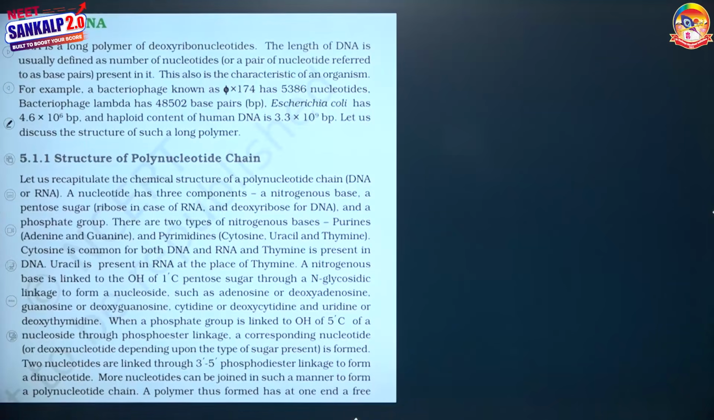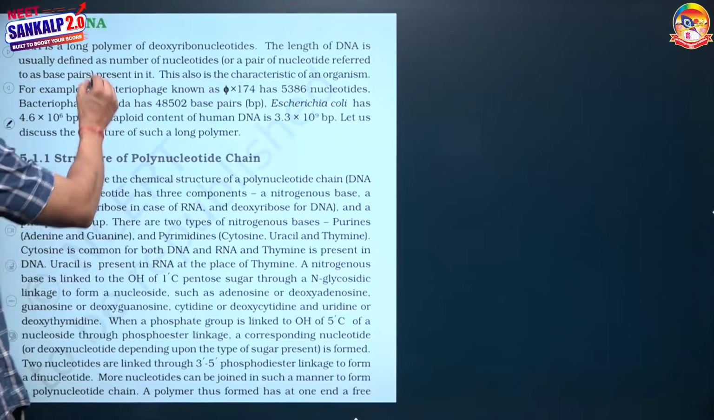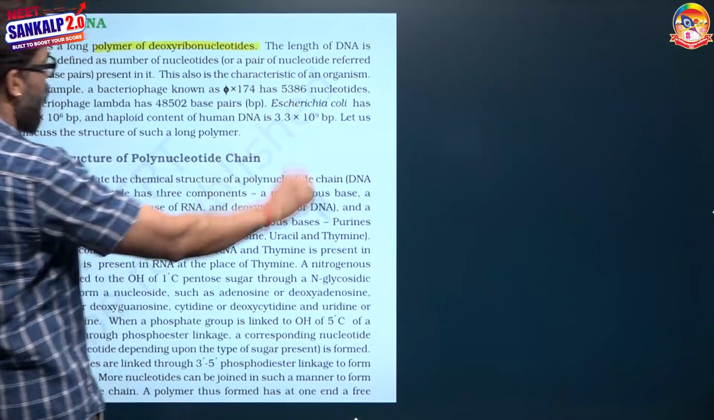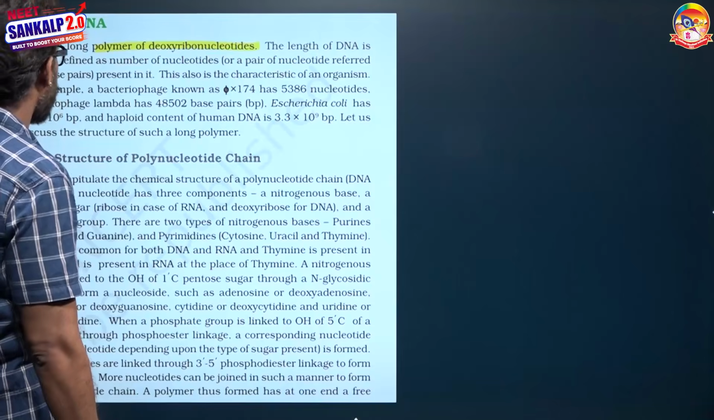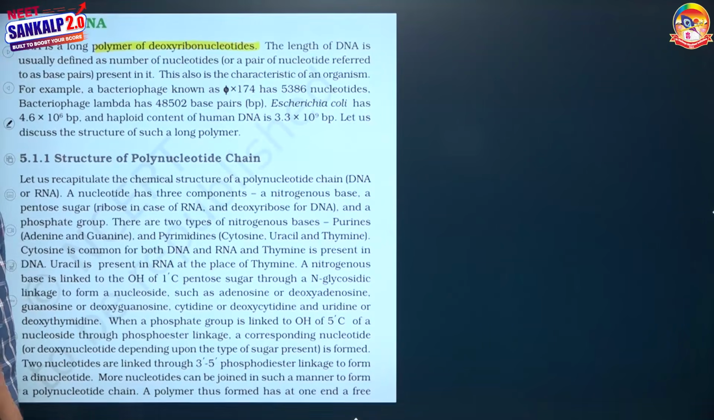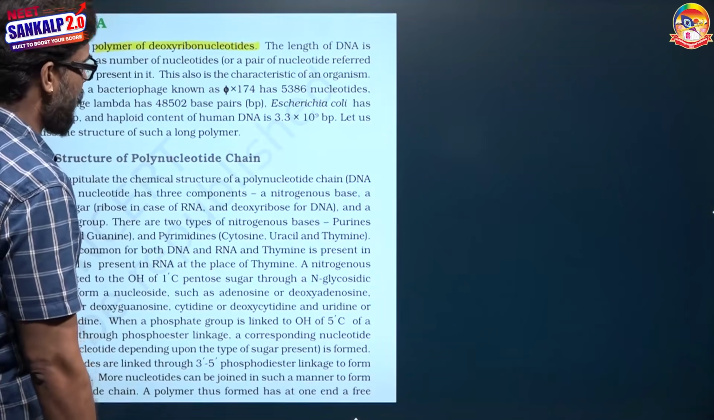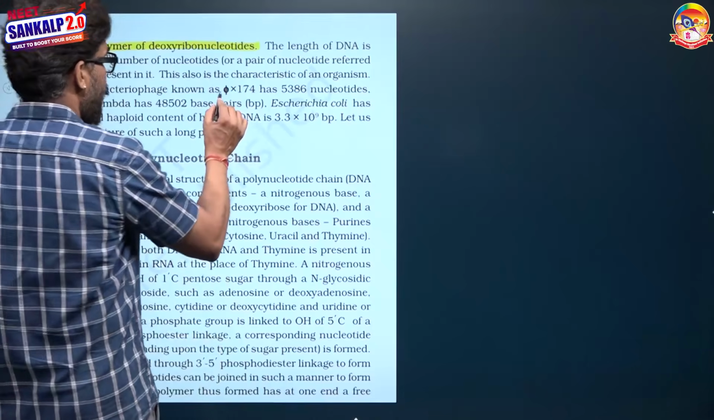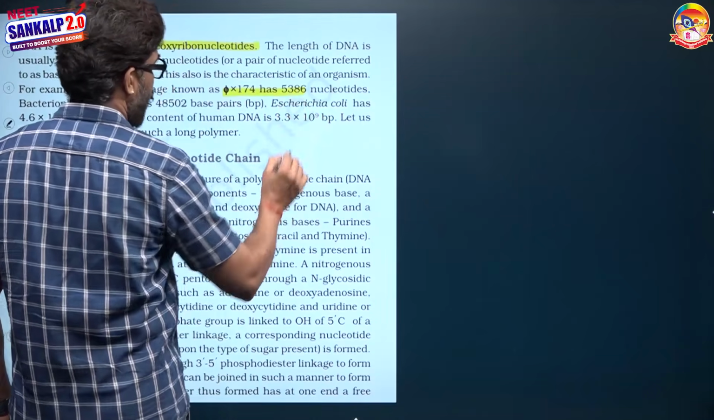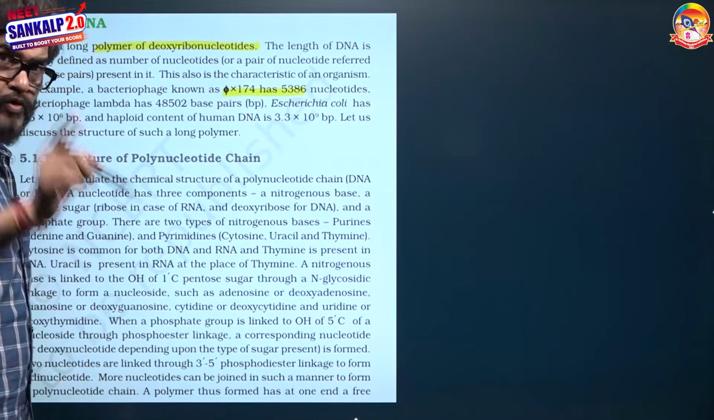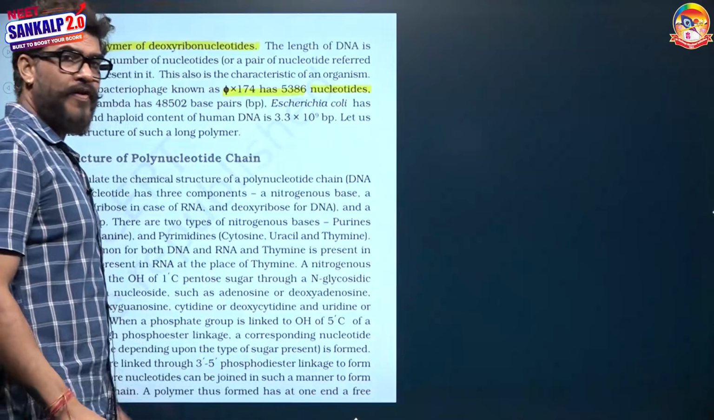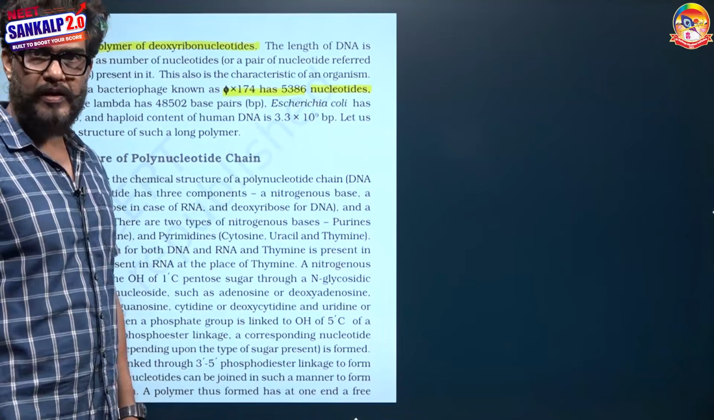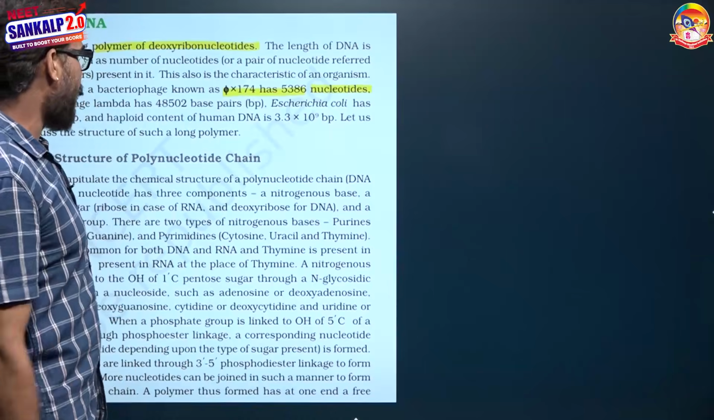The DNA is a long polymer of deoxyribonucleotides, a heteropolymer. It is characterized in terms of the number of nitrogen bases, meaning base pairs or nucleotides. Phi X174 has 5386 nucleotides. Why is the unit written in nucleotides? Because in Phi X174 the genetic material is single stranded linear DNA.